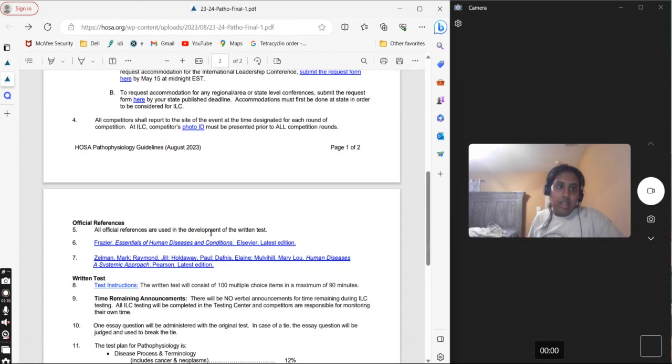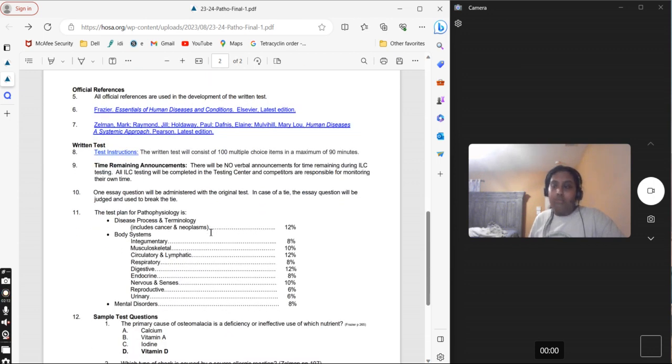Next, how to study the book. A lot of people think that they have to study the whole entire book. You don't have to study the whole entire book. There's specific parts of the book you have to study. And if you go under written test, this section here tells you the parts of the books you need to study and how much of those parts you need to study.